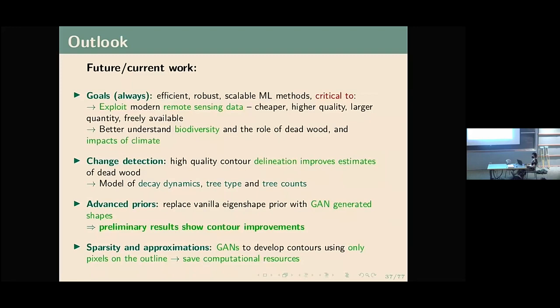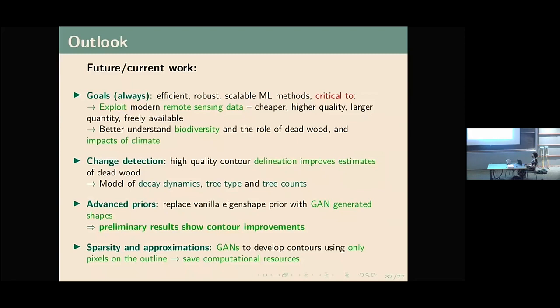In the future, we'd like to apply our method to imagery taken at different points in time to enable accurate change detection of dead trees. Hopefully, this could also lead to models of decay dynamics, dependent on different factors like geographical location and tree species.